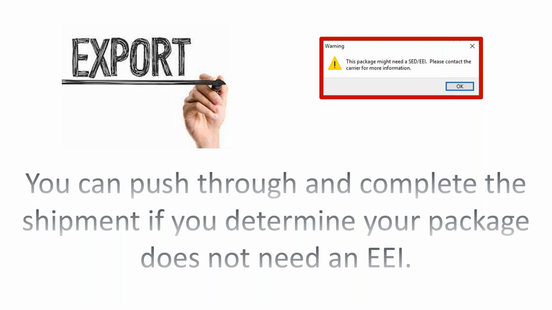PostalMate can't tell a commodity, and a commodity is a single item or any group of like items. So if you had a laptop in a box, that's a single commodity. If you had 10 leather coats, some children's, some men's, some women's, some short, some long, those are all one commodity because they're all leather coats. So that's how you figure it out. If the value is $2,500 or more, then an EEI may be required.